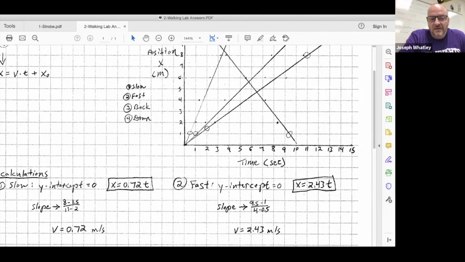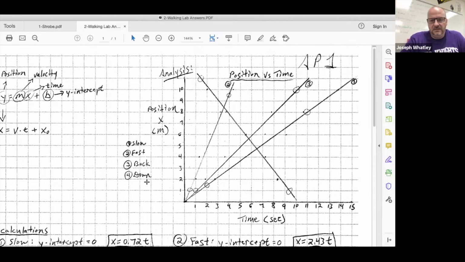Then I had to calculate the slope. We can see that the slope is my velocity from up here. I got a slope of 0.72. So then x equals 0.72 time plus 0. So I dropped the 0. So I can calculate any position if I'm given the time. Now that I know that, I want to look back at the graph and ask some questions.